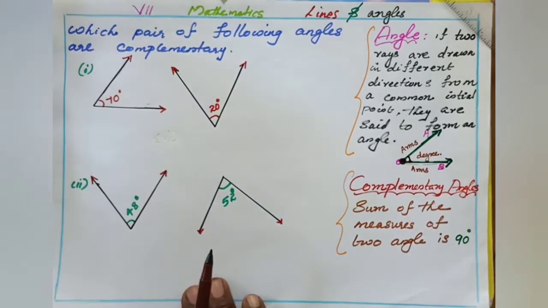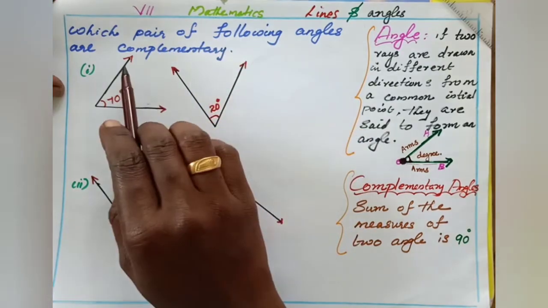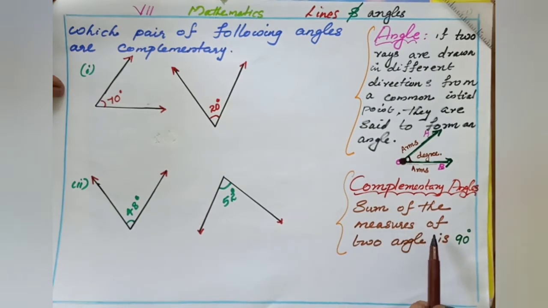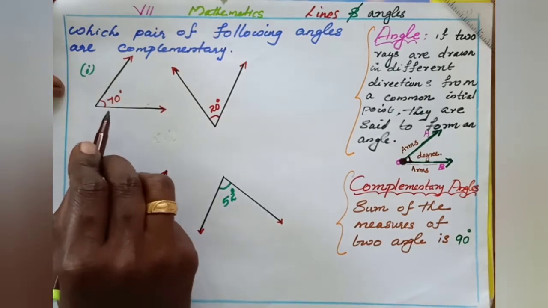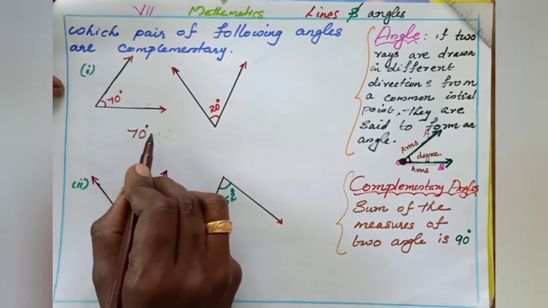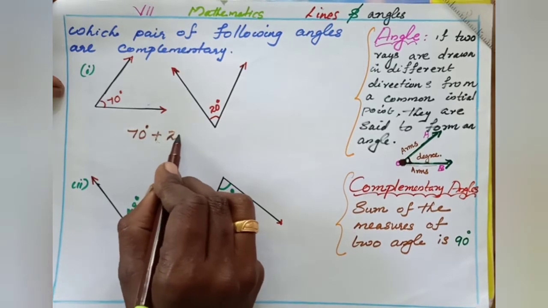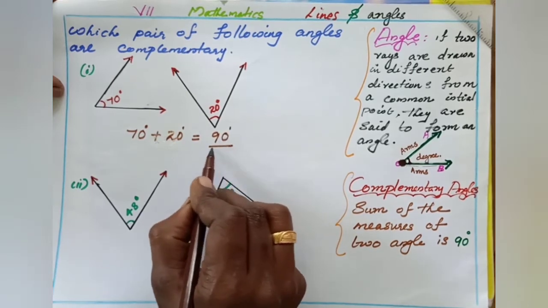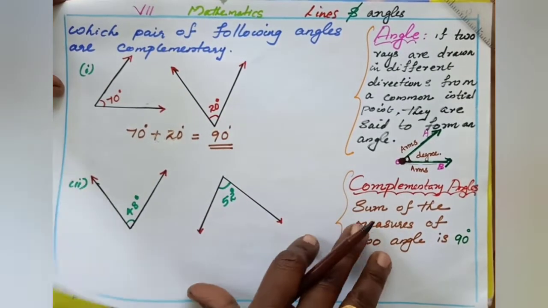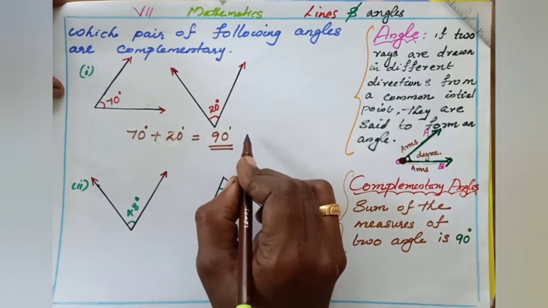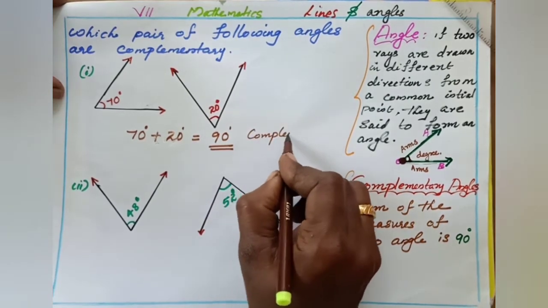Then the question is, which pair of following angles are complementary? What is complementary angle? Sum of the measures of two angles is 90 degree. So we add these two angle measures. First angle measure is 70 degree plus second angle measure is 20 degree. What is 70 degree plus 20 degree? Yes, 90 degree. So sum of two angles is 90 degree. That means these two angles are complementary angles.